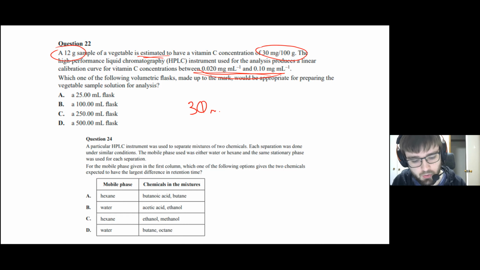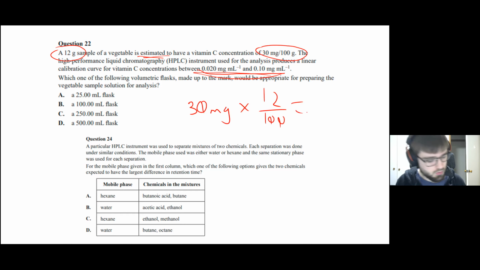If we know the concentration in 100, we should be able to figure out how many there are in 12, right? So 30 milligrams, and I'll multiply it by 12 divided by 100 because we've effectively got 12% of that over a 100, right? So I'll multiply my 30 by 12, divide by 100, and I get 3.6 milligrams total. So basically, what volume do we need to divide that by to get in this category?